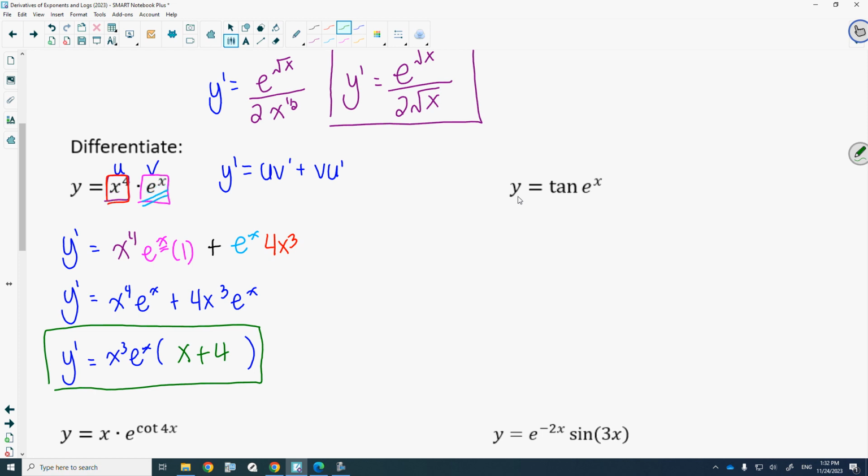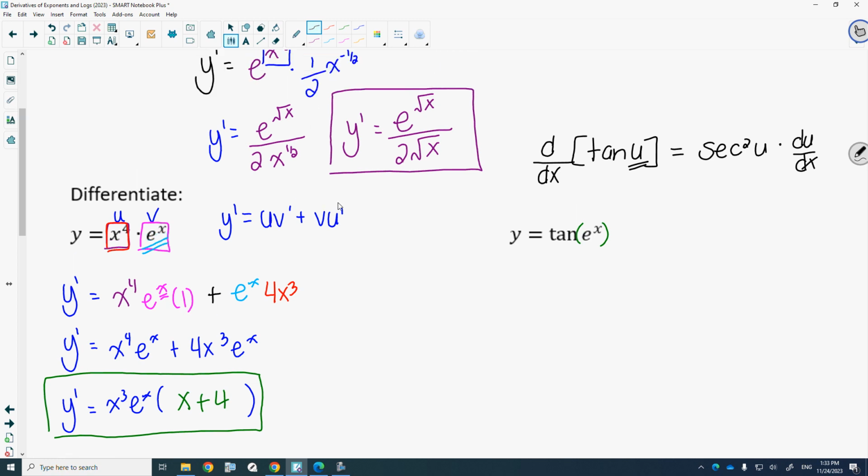Okay, differentiate y is equal to tan e to the x. So first of all, my argument is e to the x. And let's quickly review how we differentiate tan. So if I ask you to differentiate with respect to x, tan of u, the derivative of tan is secant squared u. And then remember, we take the derivative of the inner function, which would be the argument. So then we're going to multiply that by du dx.